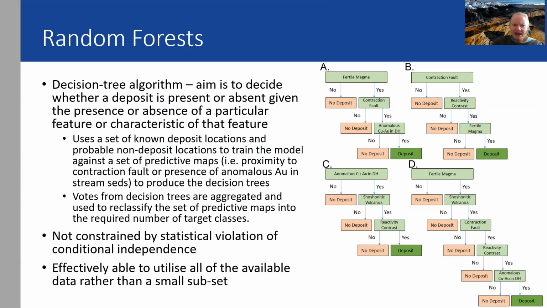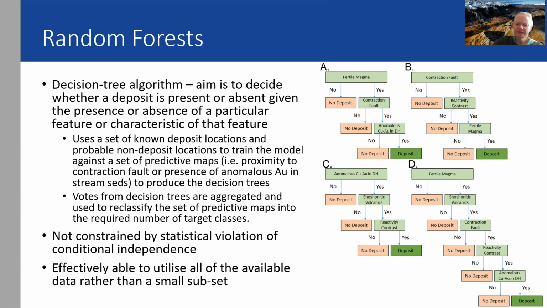Then moving on to the random forest-based approach. Random forest is a decision tree algorithm where the aim is to decide whether a deposit is present or absent, given the presence or absence of a particular map feature or characteristic. So it uses the known deposit locations, the same training data as our weights of evidence model. However, it also requires a set of non-deposit locations to assist with the training and the classification.